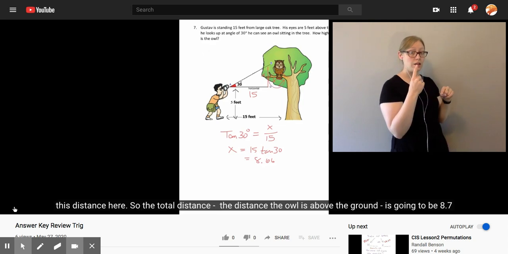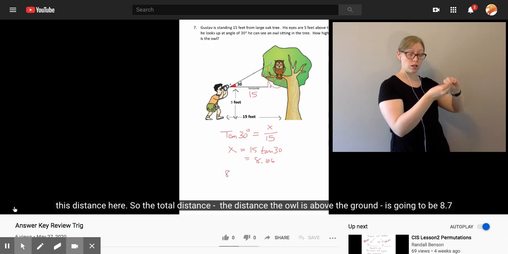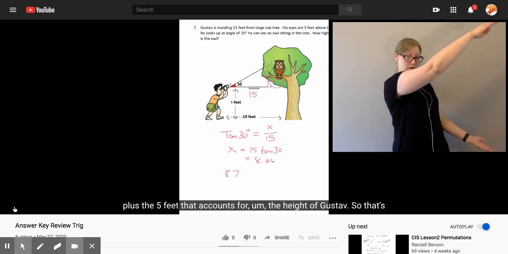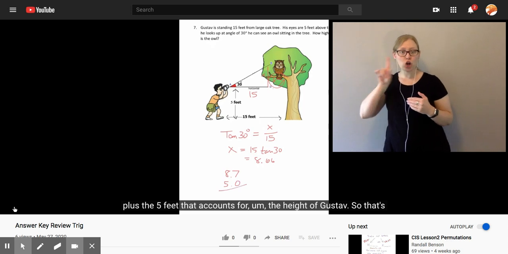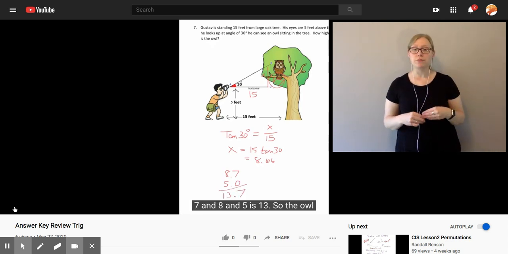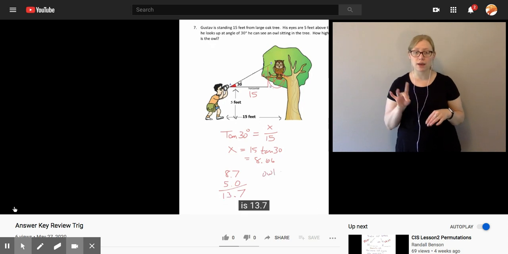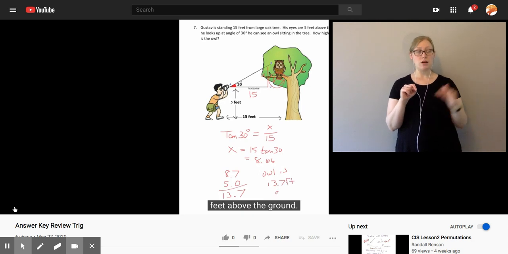This distance here. So the total distance, the distance the owl is above the ground, is going to be 8.7 plus the 5 feet that accounts for the height of Gustav. So that's 7, and 8 and 5 is 13. So the owl is 13.7 feet above the ground.